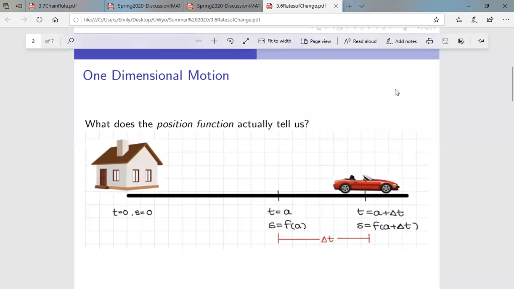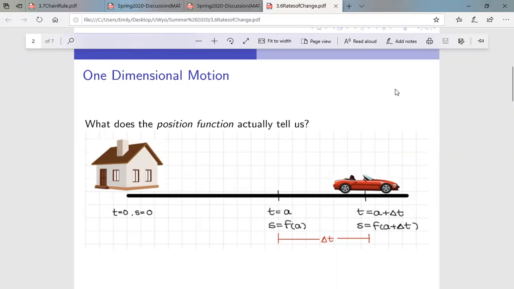So the first section we're going to talk about is one-dimensional motion. This just means we are moving in one dimension and maybe we can turn around and come backwards. And the question is, what does the position function actually tell us? That s of t equals f of x. What does that actually tell us? We've been working with it for a little bit. You've seen it in your homeworks and on the exam, but what does it really tell us?